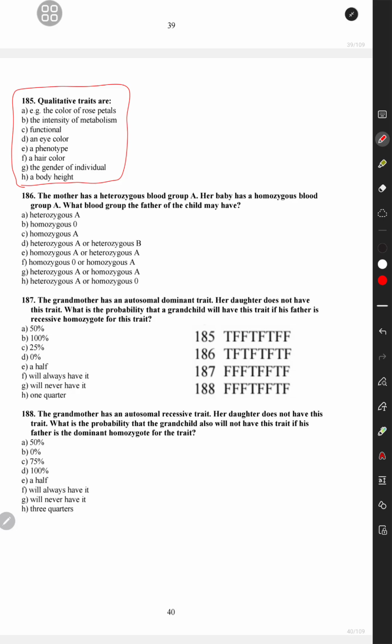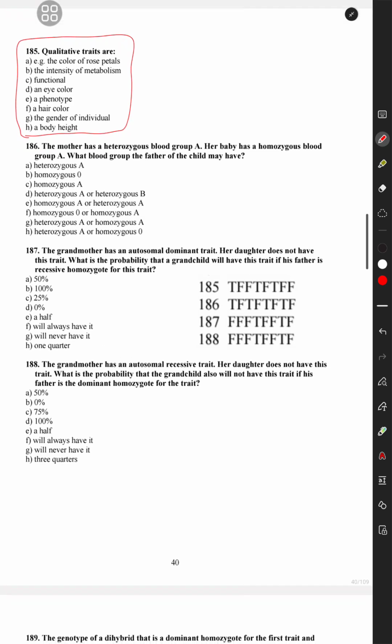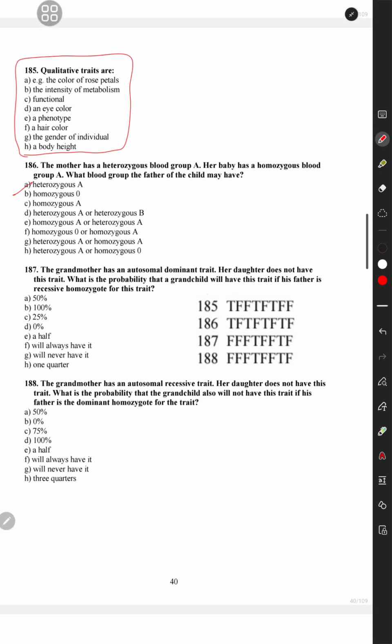Mother has heterozygous blood group A. Her baby has homozygous blood group A. Heterozygous AO. तो जो फादर AO भी हो सकता है और AB भी हो सकता है. हेट्रोजाइगस A हो सकता है, ये नहीं हो सकता, ये नहीं हो सकता. AO और AA. Heterozygous A or B.